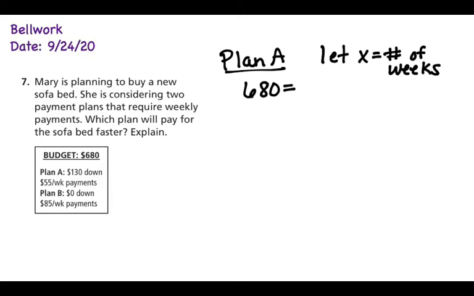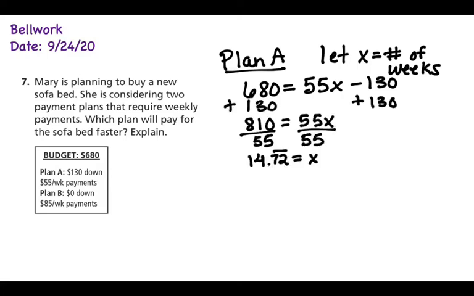So we have $680 that the budget for the loan will be for the sofa. And for the first plan, plan A, you're going to have a $130 down payment, which means we're subtracting that from the total. And then every week they're going to pay $55 towards the sofa until it's paid off. So if we solve that for x, we can see how long it's going to take to pay off with plan A. So we add 130, divide by 55, and you get 14.72 weeks approximately, obviously 15 weeks.